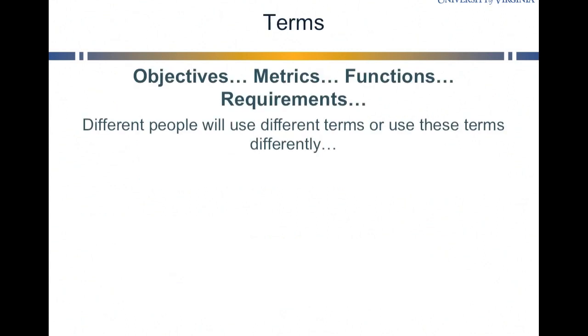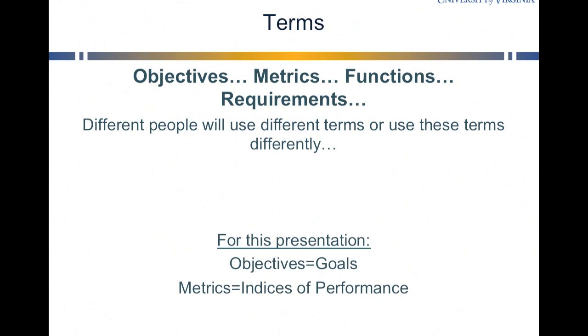Terms we use in this presentation: objectives, metrics, functions, requirements. The reality is, outside of this presentation, different people will use different terms to mean these same things, and sometimes they'll use these terms to mean different things than what we mean here. That's a reality. We're going to commit to using these terms in a certain way, but you should know as you go in the working world that you might find these concepts represented by slightly different words. In this presentation, we'll use the words objectives and goals equivalently, and metrics or indices of performance would also be equivalent.